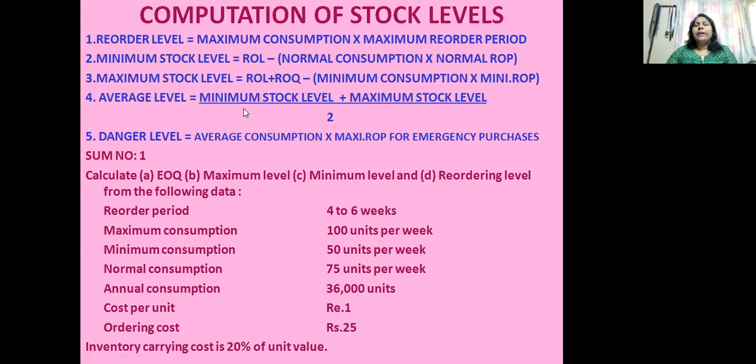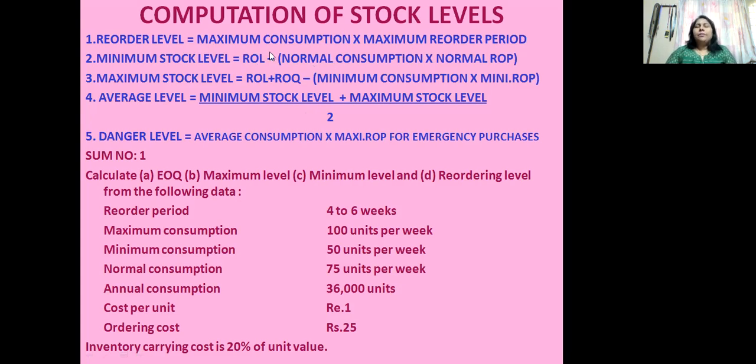Finally, you can calculate the average stock level by adding the minimum stock level and maximum stock level answers divided by 2. Okay, now look at the formula. Maximum consumption into maximum reorder period. Minimum stock level formula is reorder level. Whatever reorder level I calculated in the previous formula, I will substitute here, minus, in the bracket, normal consumption into normal reorder period. Always the minus sign will appear before the brackets for this computation of stock levels. Have it in your mind.